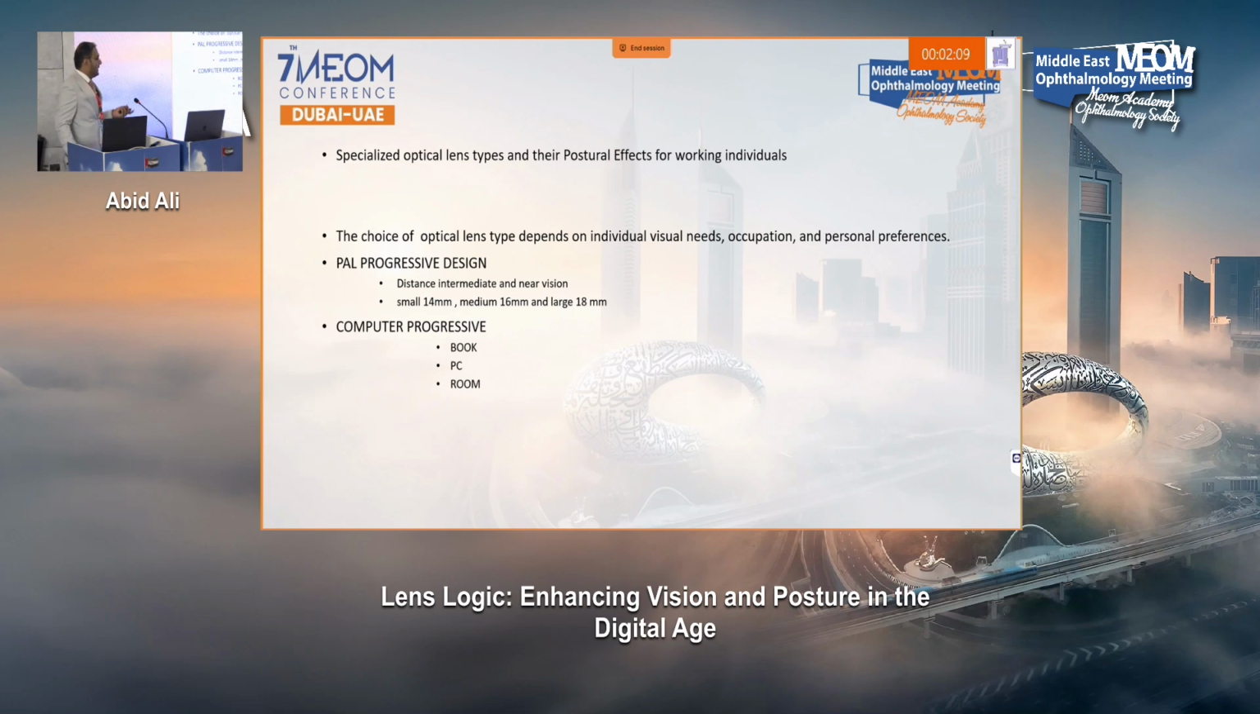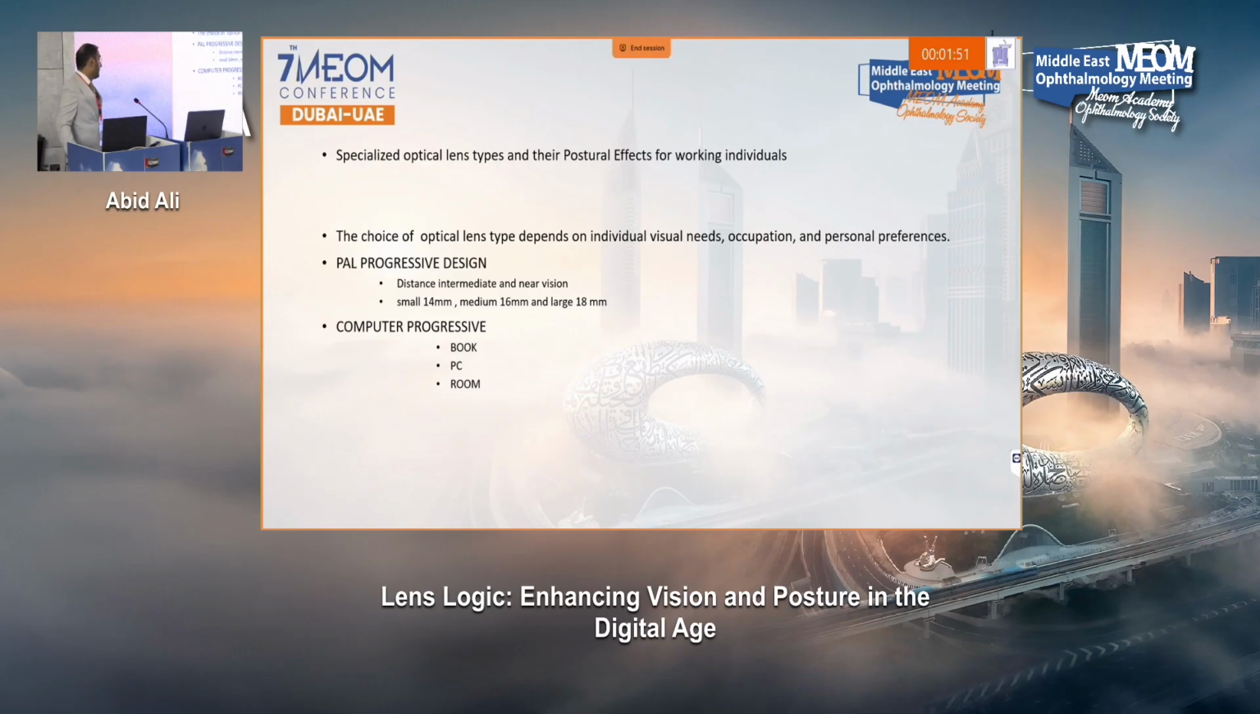So the specialized lens is how we can overcome this, especially for those people who are working in front of multiple screens sometimes, or more than one screen or multiple tasks. So there is progressive design, also advanced progressive design available, which is giving you a wider corridor for the intermediate and wider for the reading. But still there is some limitation also.